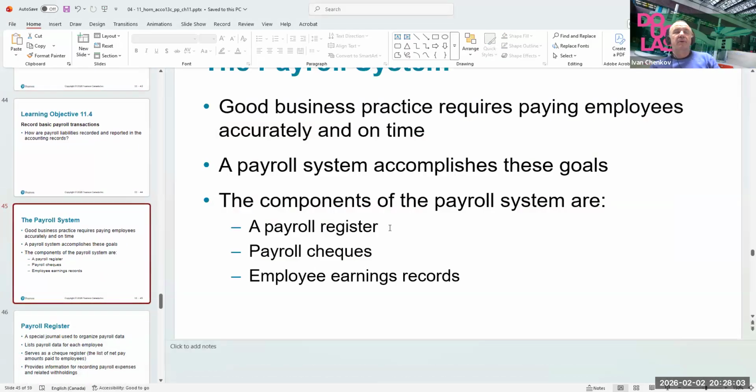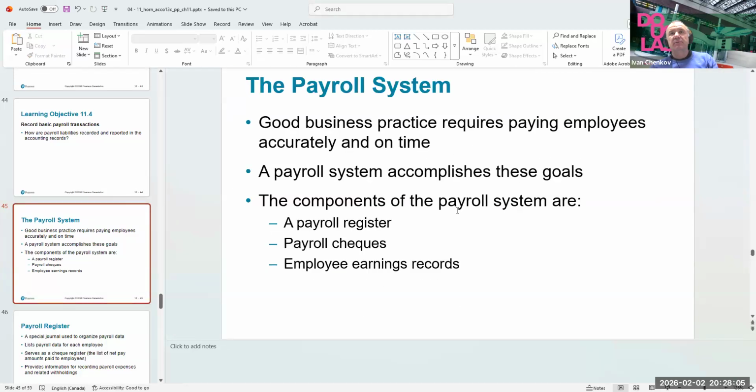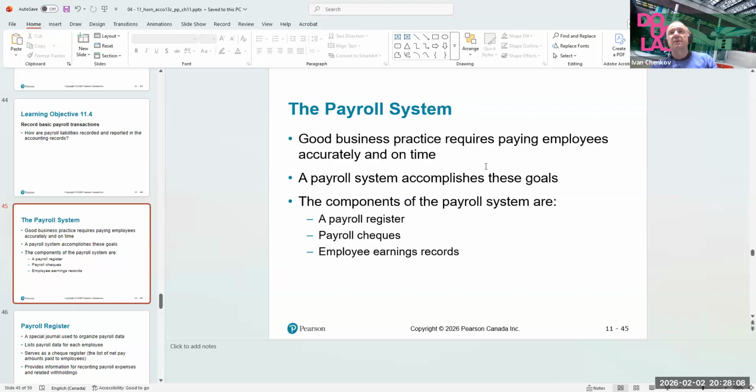Payroll system. Before we go to the journal entry, let's see what the payroll system consists of. Good business practice requires paying employees accurately and on time. A payroll system can accomplish this goal. So if you don't have a currently running payroll system, you can easily use the Canada Revenue online payroll calculator. As you can see from the calculator, you can print the pay stub for the employee, plus you can print the deduction sheet for use by the employer.